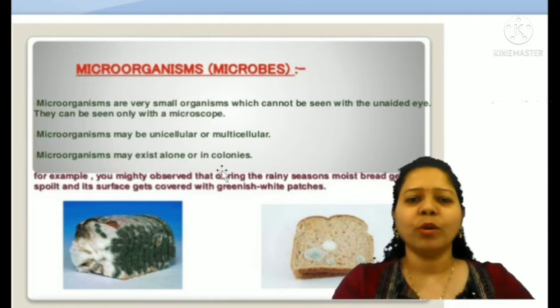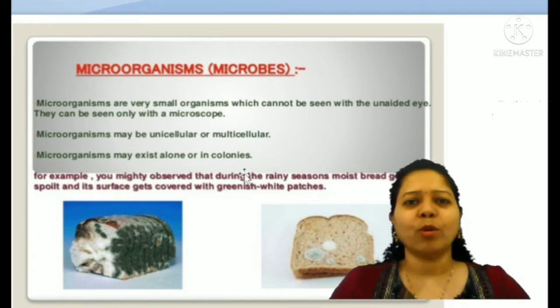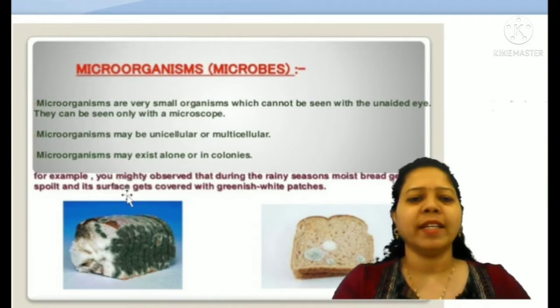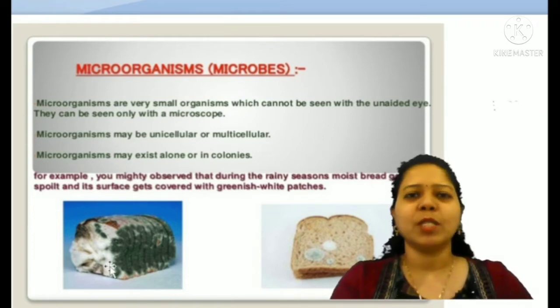Microorganisms may exist alone or in colonies. Sometimes these microorganisms exist alone, or sometimes they exist in colonies. For example, you might have observed that during the rainy season, moist bread gets spoiled and its surface gets covered with greenish white patches. See in this picture the greenish and white patches on the bread in the rainy season. Because more moisture is present in the environment, these microorganisms grow very fast on the bread, and they are nothing but a type of microorganism which spoils that bread.